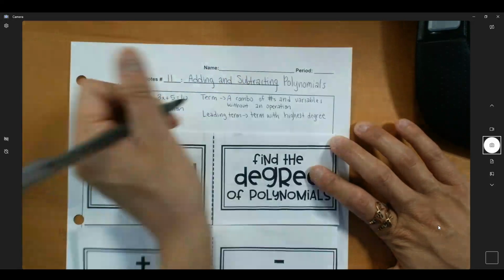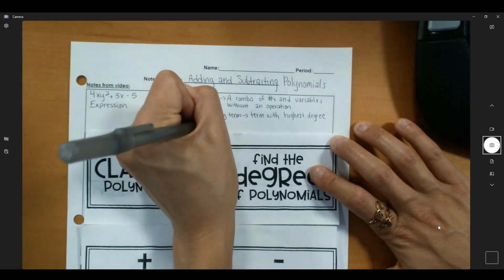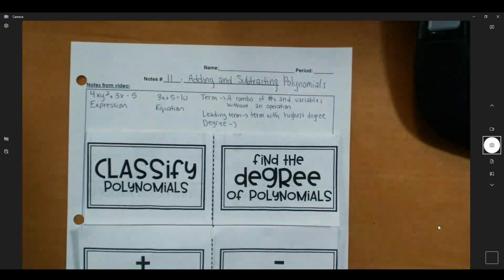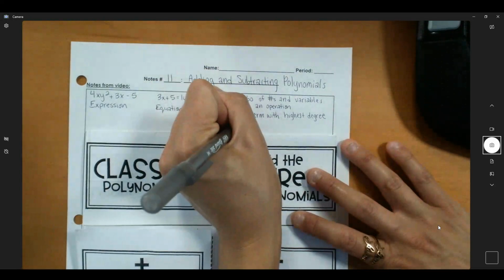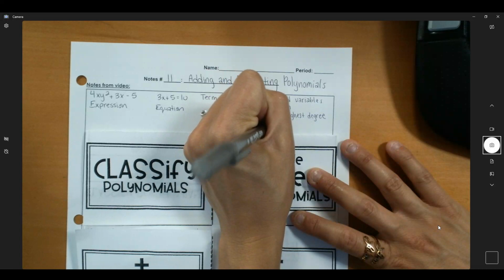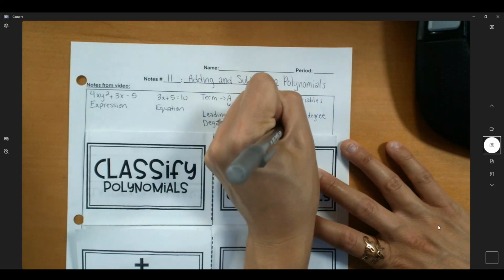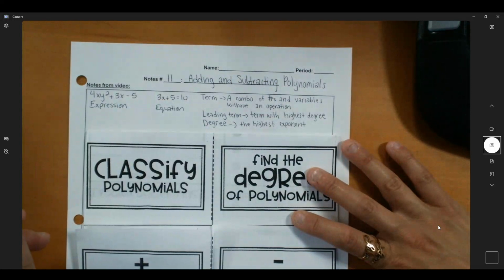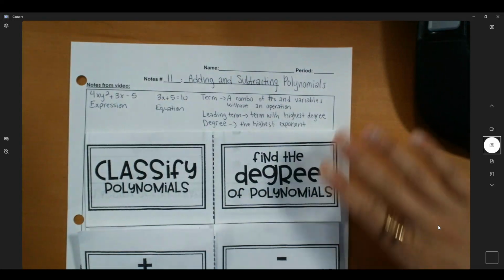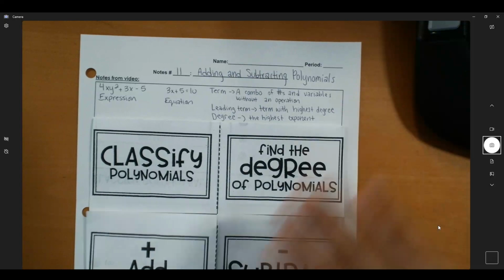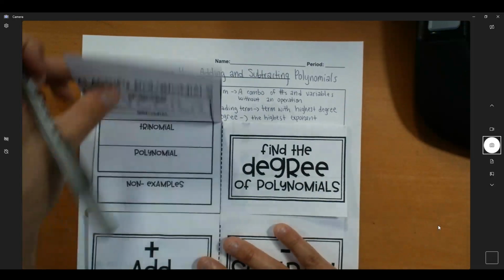Okay, and then what is a degree? This is our last thing here. So degree is the highest exponent, or the largest exponent, however you want to say that. Okay, so you need to know those things, that those weren't in the foldable. So starting with classifying polynomials.